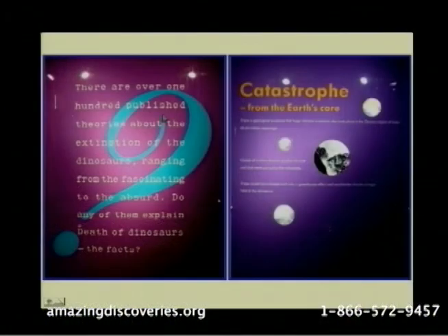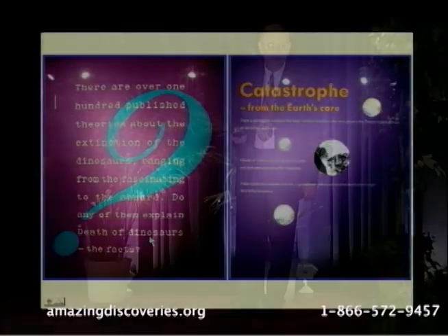So there are over 100 published theories about the extinction of the dinosaurs, ranging from the fascinating to the absurd. Do any of them explain the death of the dinosaurs? What are the facts? Why so many theories to explain something that is perfectly obvious? All of them that we find are buried in huge floodplains, washed into position, even orientated by floodwaters. Any eggs that there are washed into position, but none of them died in a flood. Does that make any sense? Doesn't make any sense to me.